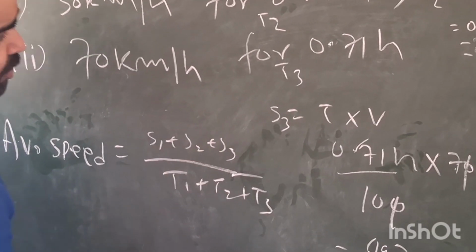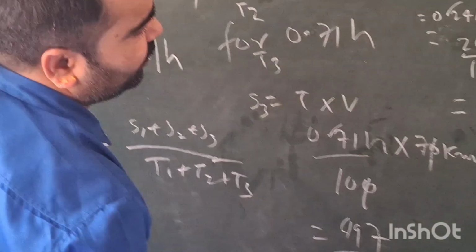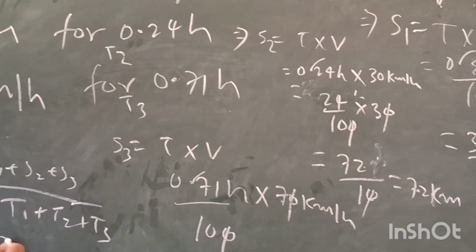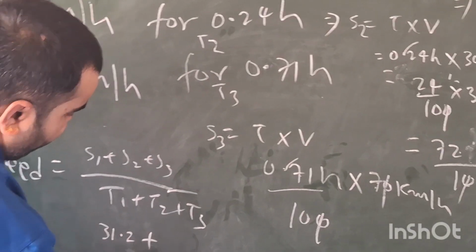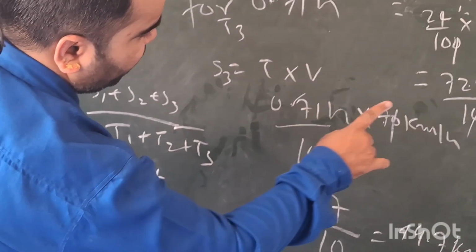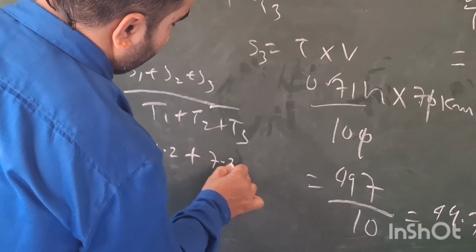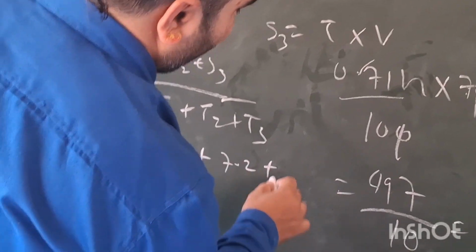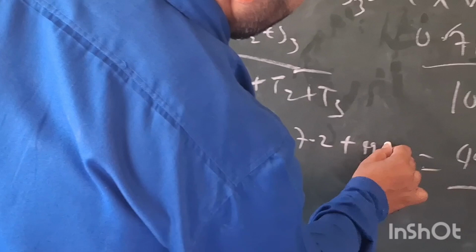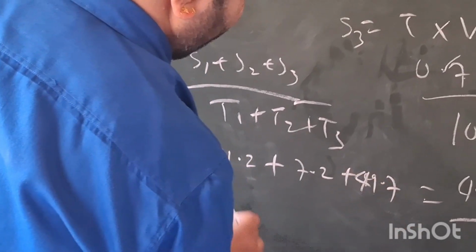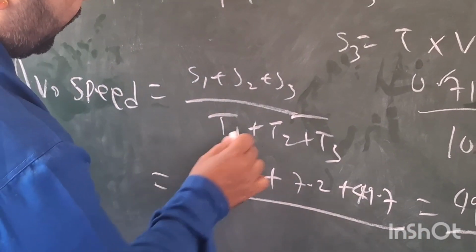Now S1 plus S2. Tell me S1. What is S1? 31.2 kilometers. 31.2 plus 7.2 plus 49.7. 49.7 divided by T1 plus T2.